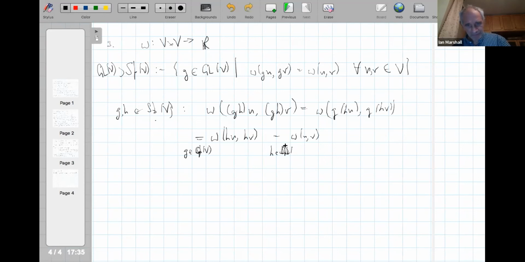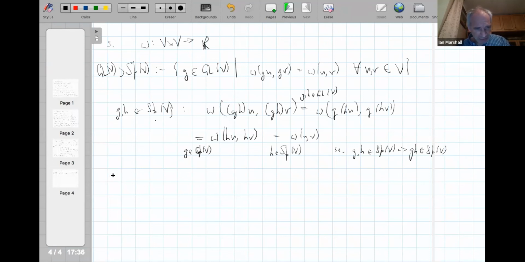Sorry, SPV. Okay, this is because G and H are in SPV. So that tells us, i.e., G, H in SPV implies that GH is in SPV. So it satisfies the composition property. And your associativity property will follow by the fact that these are both in GLV.